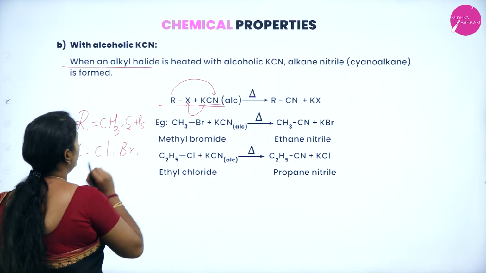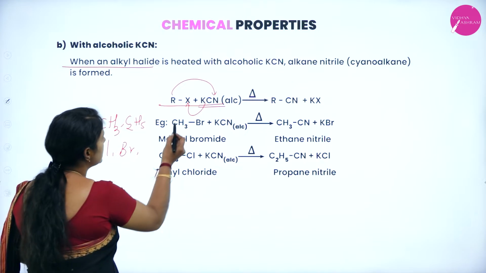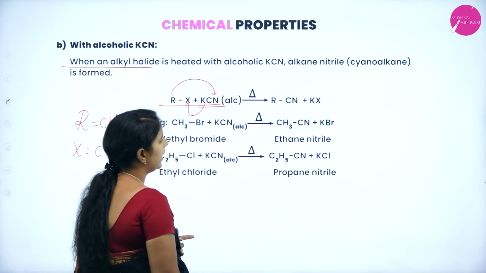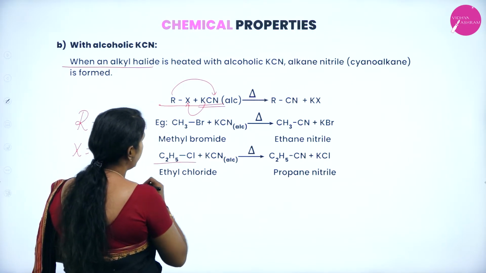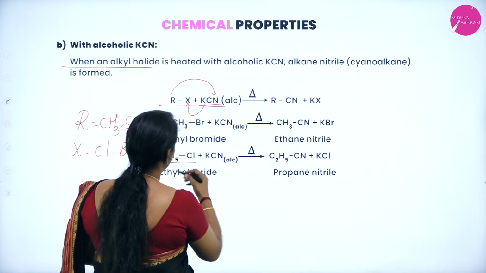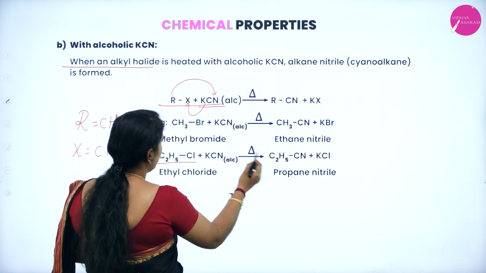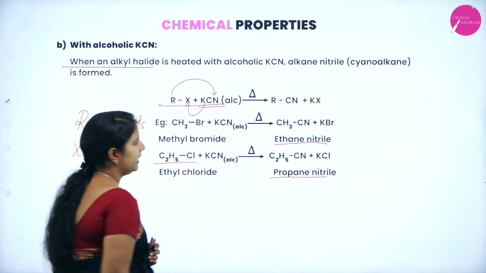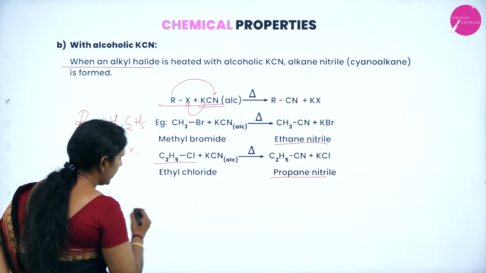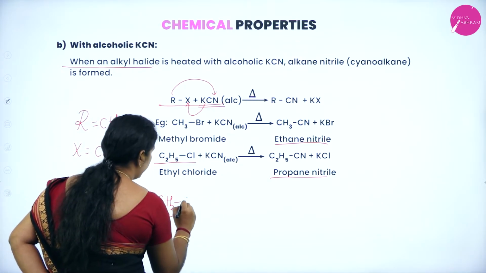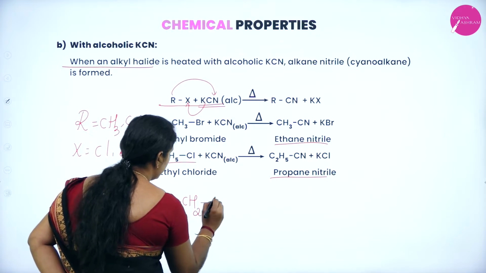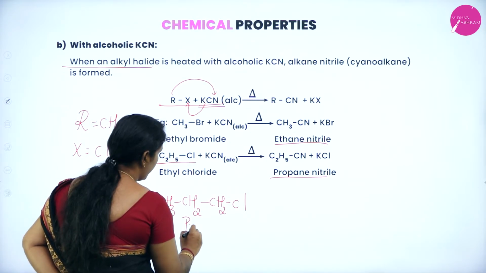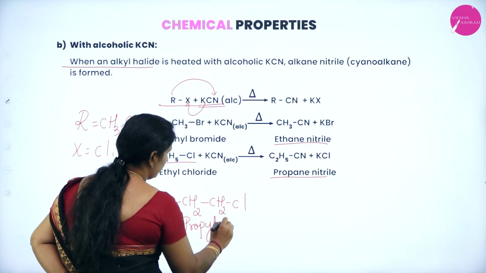Here again, R will be replaced with CH3 or C2H5, and X will be replaced with chloro, bromo. You can take the example of CH3Br and KCN, upon heating, which gives rise to CH3CN and KBr. Similarly, you can take C2H5Cl and KCN upon heating, which gives rise to C2H5CN with KCl. So it is ethane nitrile and the earlier one is methane nitrile. You can take one more example, CH3CH2CH2Cl, propyl chloride.